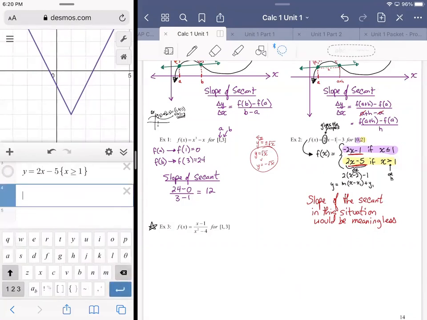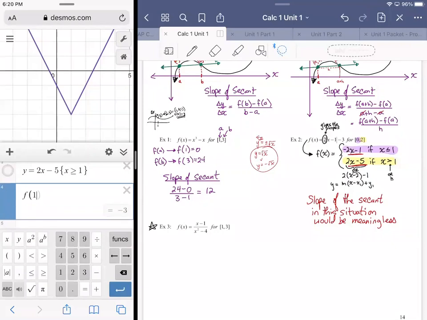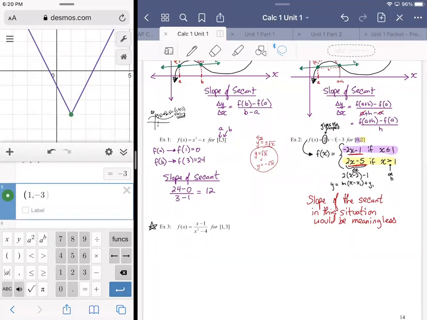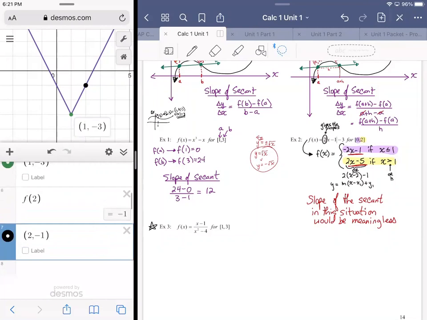So let me say f of 1, which gives the coordinate 1, negative 3, and then f of 2, which gives the coordinate of 2, negative 1. All right, you see both of these points are on the same piece of the graph, so they're on the same line, which is great news. It means that you can find the slope of the secant.